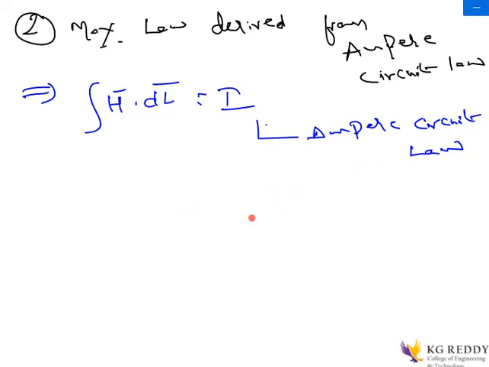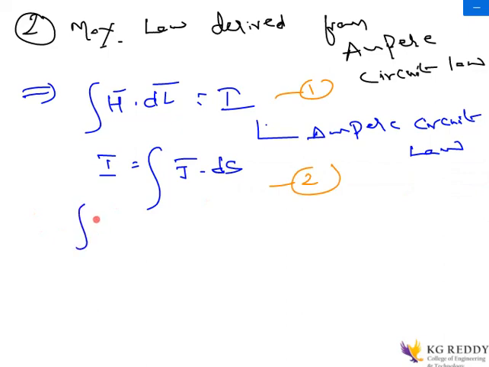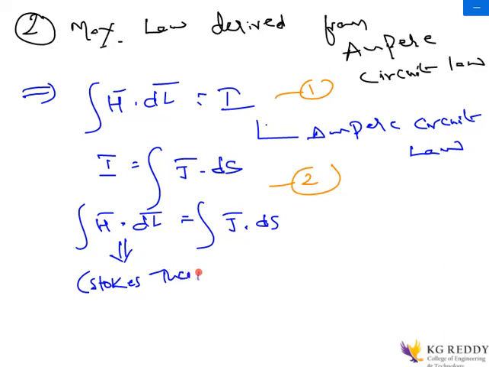Now in the same way as for the static fields, the current I can be given as the integration of j bar dot ds. These are the same steps which we derived for the static fields. After equating equations 1 and 2, in both of which we have the current, I will get the closed integral of h bar dot dl bar is equal to integration of j bar dot ds. Again we use the Stokes theorem: whenever you see the line integral, try to convert it into the surface integral.